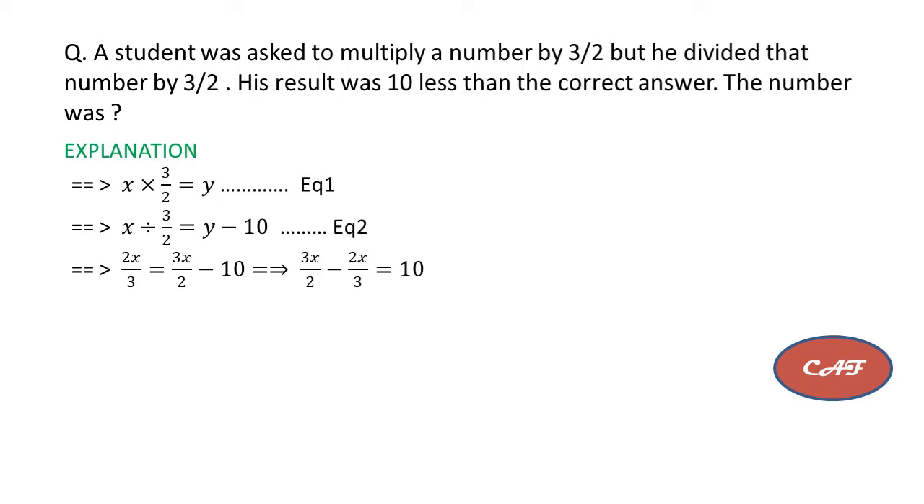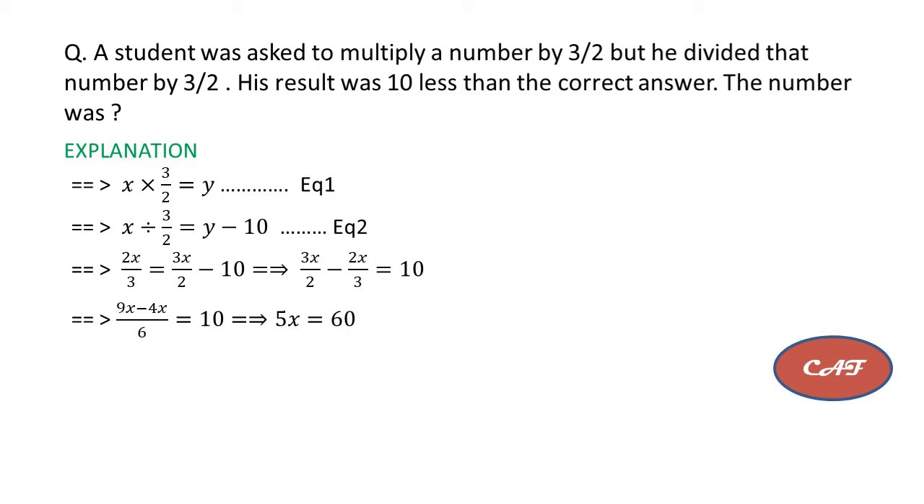So I am taking 10 to the left side and 2x by 3 to the right side. Then 3x by 2 minus 2x by 3 is equal to 10 will come. So here if you take the LCM for the left side, you will get 6 as the LCM, and if you solve that, 9x minus 4x divided by 6 is equal to 10 will come. From that you can find the x value.